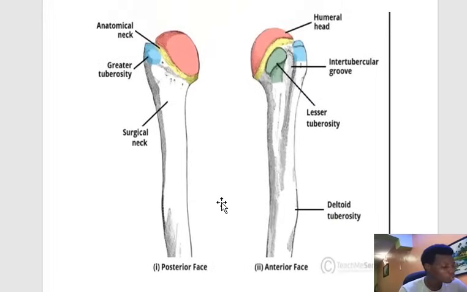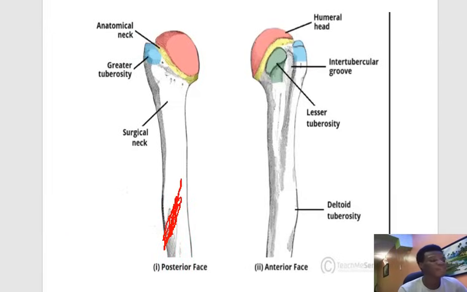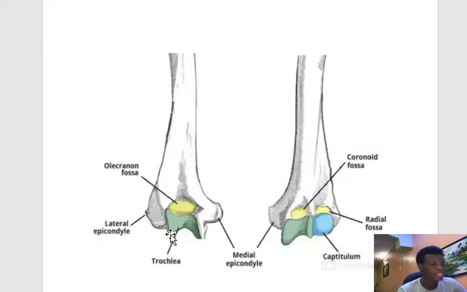Okay, and also there is a very important groove too on the posterior part of the humerus, a shallow groove. That groove is closely associated with the radial nerve, so that part too can be painted in steeplechase. A spiral groove will just be highlighted and you'll be asked to identify a very important structure associated with it. So the answer is the radial nerve. Okay, and that's that about that.